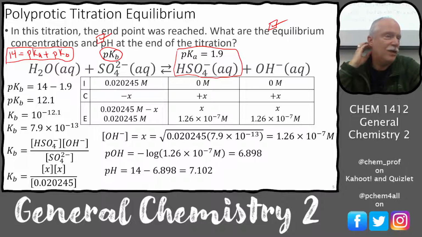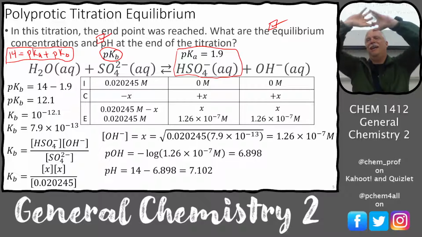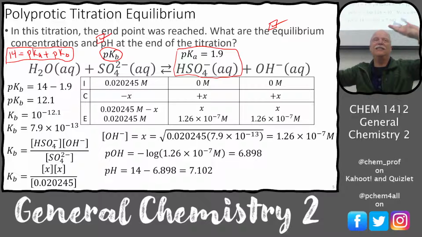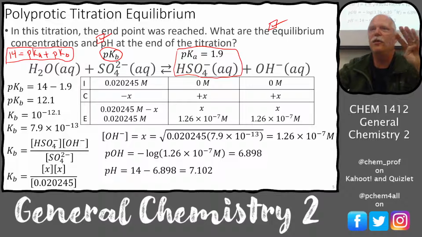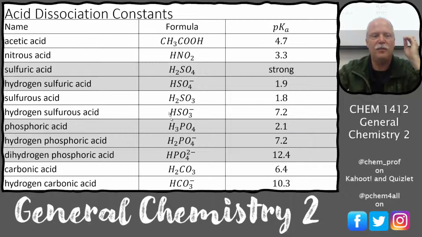So next we're going to do one that's not at endpoint. And so everybody stretch. This is a long calculation. It's actually 4 ICE tables, all in one. And so let's look at that problem. First of all, we've done this one. We did the sulfuric acid and the hydrogen sulfate. For sulfuric acid, the first proton is strong. The second one is pretty acidic at 1.9 pKa.